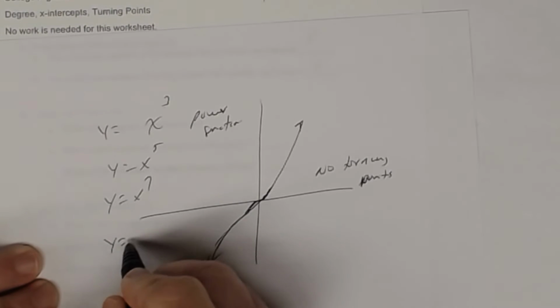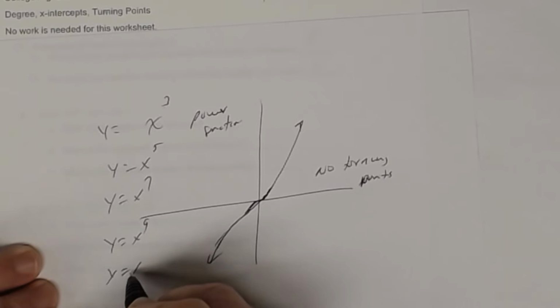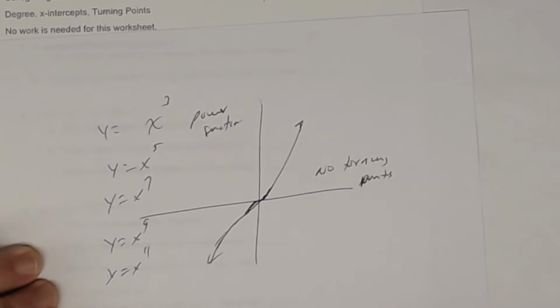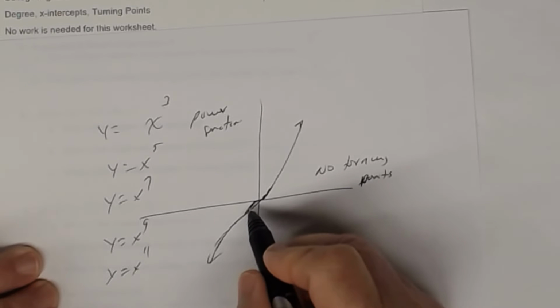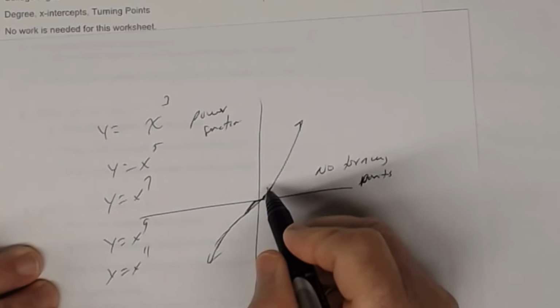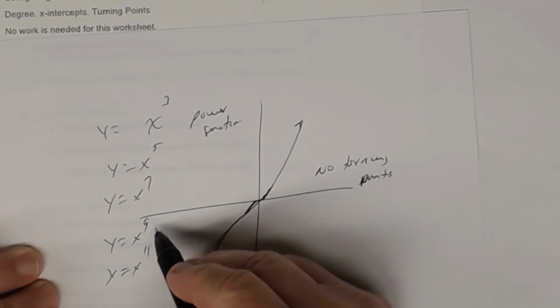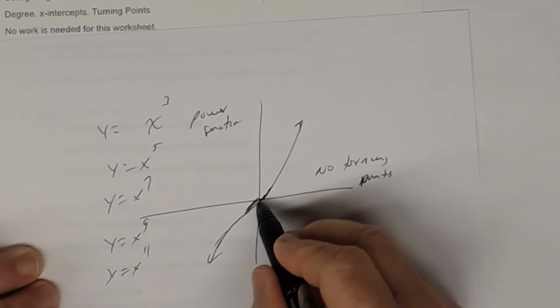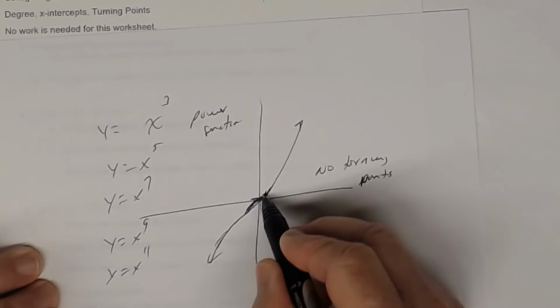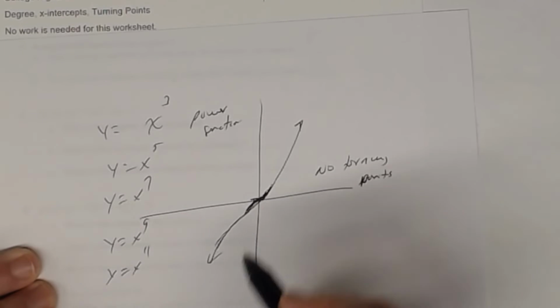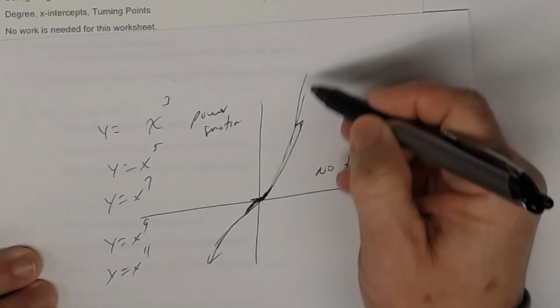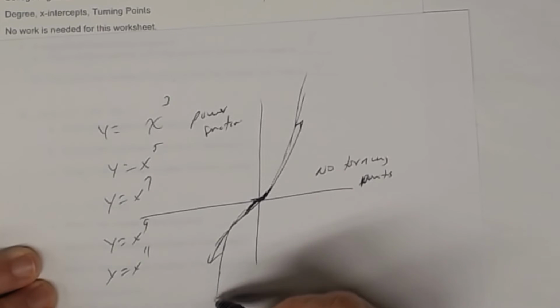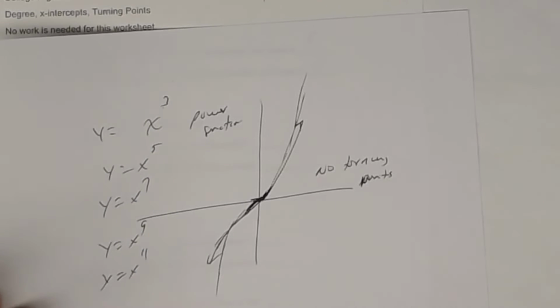Increasing, and again, x to the 9th, y equal x to the 11th. None of those will have turning points. It'll look something like this. It won't be the same function, obviously, because these exponents get larger. But it'll get flatter and flatter around this little area right here, and then it'll increase rapidly, and the same thing here, as the exponent gets larger.